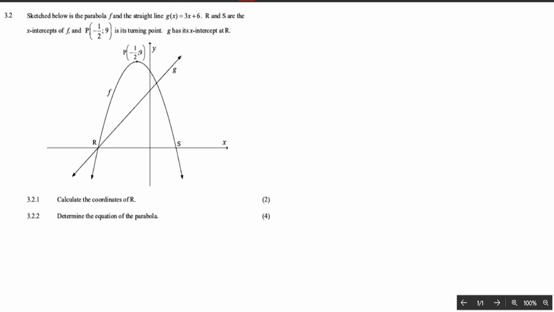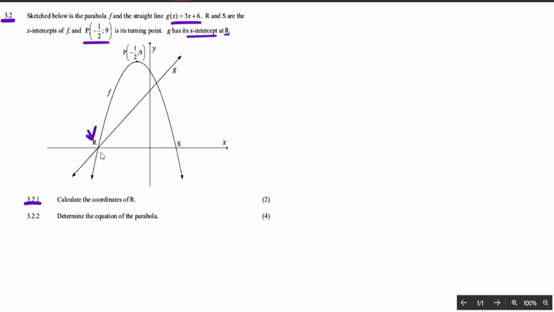Okay guys, so now we're going to do this question 3.2. We are given a parabola and a straight line, and we are told that R and S are intercepts of the function of a parabola, and we're also given the turning point of the parabola. And then we are told that g has an x-intercept at R. So now we are asked to calculate the coordinates of R.